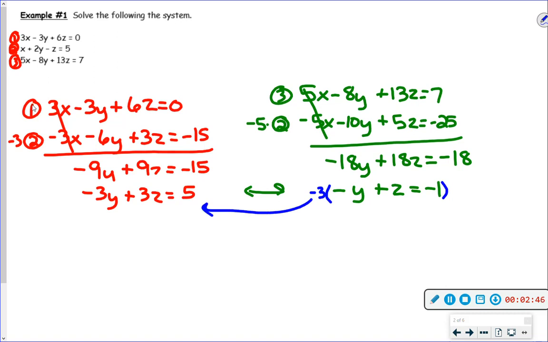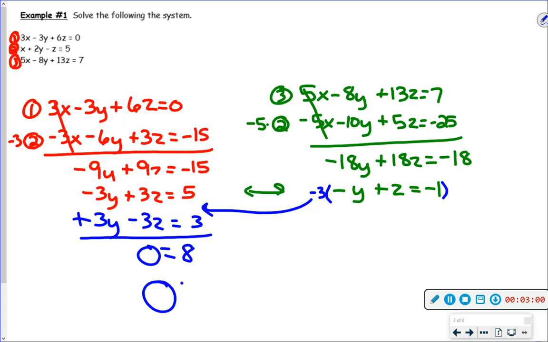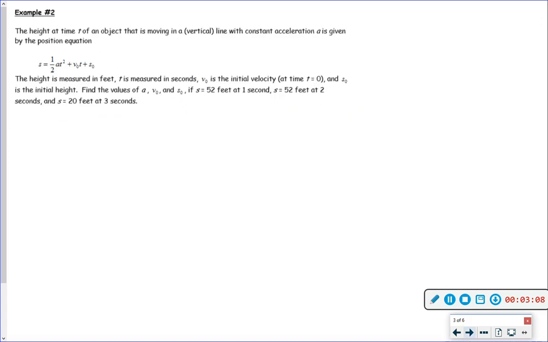So -3 times -y, so that will eliminate, so will this. -3 times -1. Let's add them up. So everything on the left eliminates. 5 plus 3, 8. 0 doesn't equal 8. We know that. This is one of our no solutions. So just a quick review, of course. 3 equations, 3 variables. We're going to see more of them coming up in word problem form.